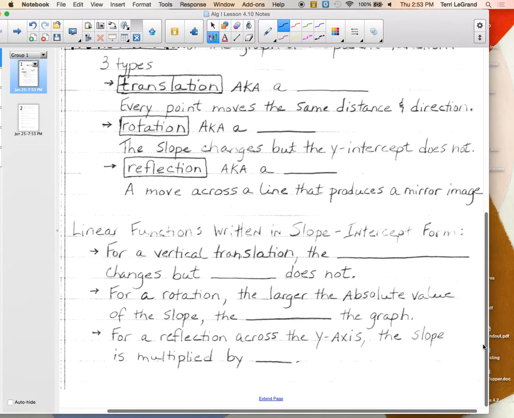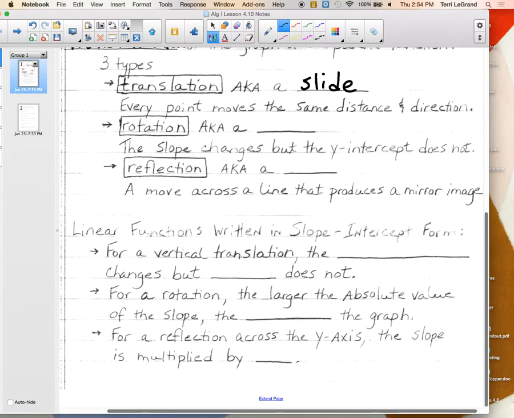Okay? So translation, what's it? When you hear the word translation, what's another word you can basically call a translation? You should know this from prior math classes. A slide. Mm-hmm. A translation is also known as a slide. Every point moves the same distance and the same direction. So the points slide either left or right, up or down. We're only going to talk about up or down slides.